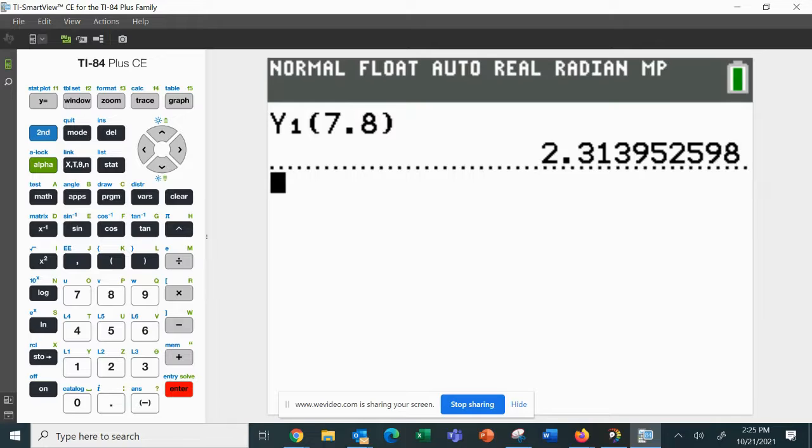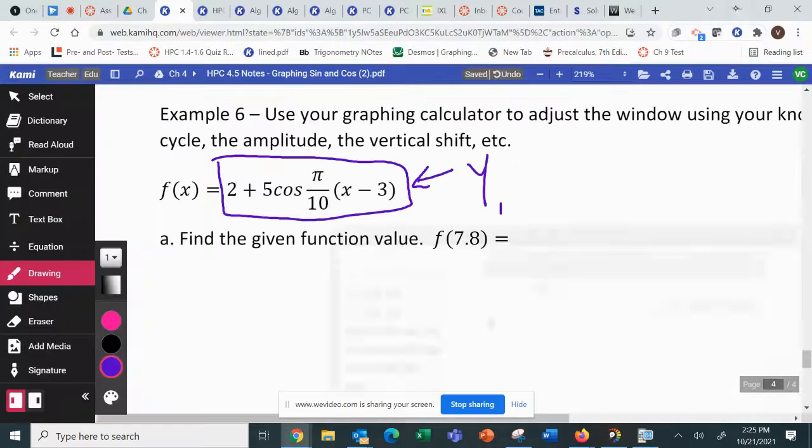If it didn't work for you, please ask. Make sure you stop. Did you get a different answer or did it give you an error? Yeah, I got a different answer. Are you in radian mode? Yeah. Okay, I'll come look. In the meantime, go ahead and write down your answer. It's about 2.3140. I didn't say what to round to, but usually I do 4 decimals. That's kind of my usual thing.